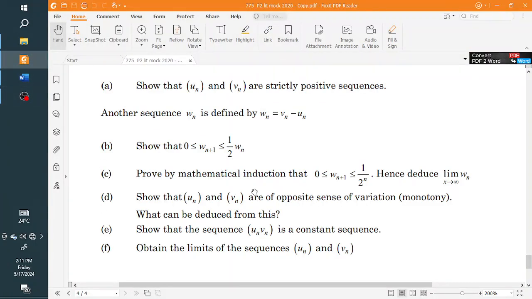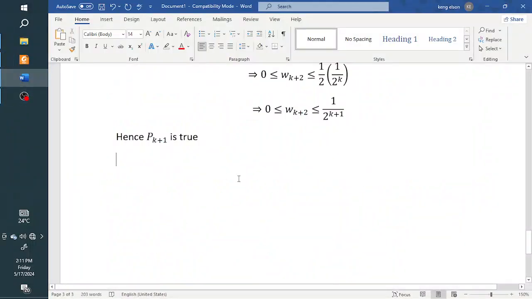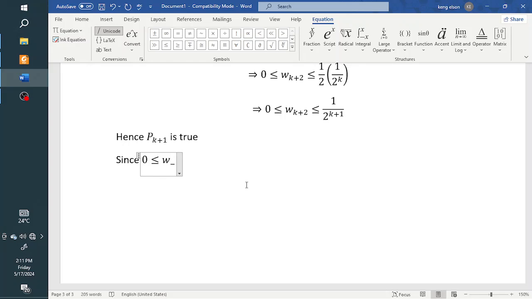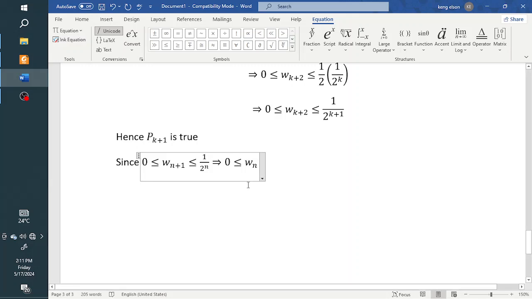Hence deduce the limit of W_n. Alright, so since we have 0 is less than or equal to W_{n+1}, less than or equal to 1 over 2 raised to the power n, it therefore means that 0 will be less than or equal to W_n, less than or equal to 1 over 2 raised to the power n minus 1. For me to move from W_{n+1} to W_n, I'm shifting one step behind, and that is just replacing n here with n minus 1, so that the 1 is going to cancel.